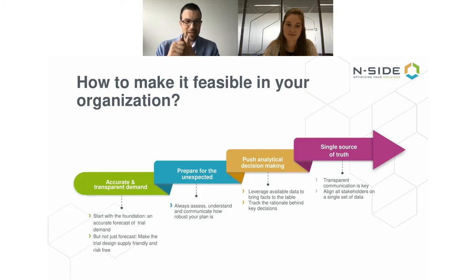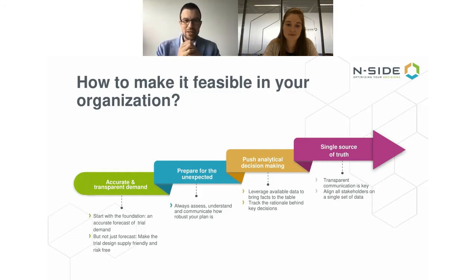The second take-home message is prepare for the unexpected. And well, I think you probably saw it in how excited I am talking about it. That's something where we see a lot of value. Assessing the robustness of your plan, making sure that you understand what you're putting in place and not just hoping for the best. And that includes understanding how all the downstream part will take place, how all the upstream part will take place, understanding really where you fit in that whole process. And again, communication is key there as well.